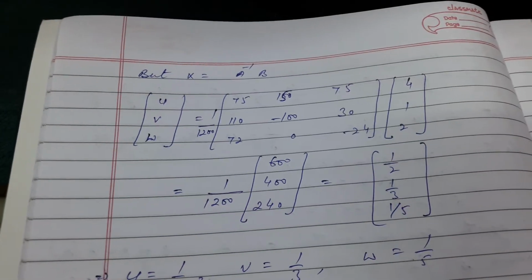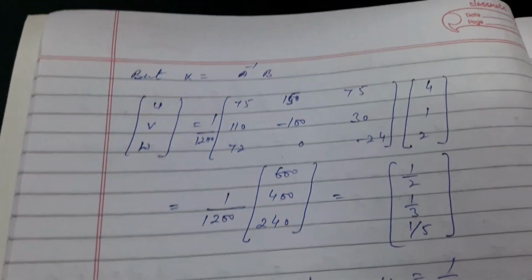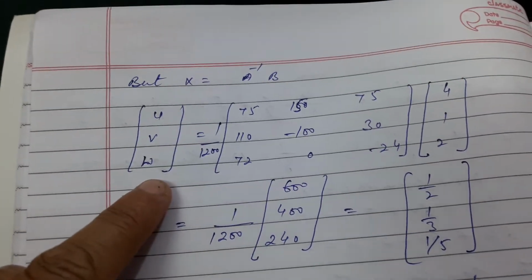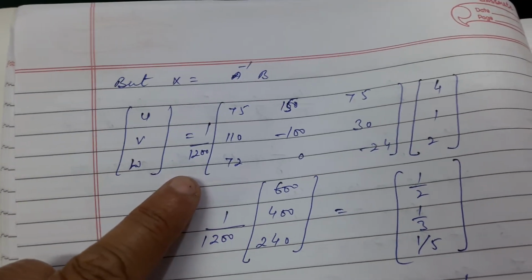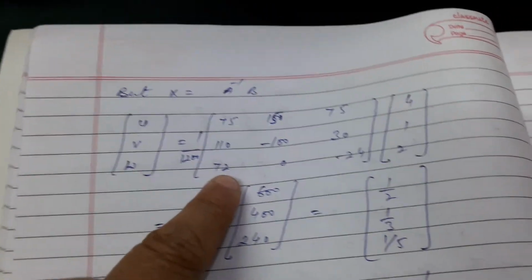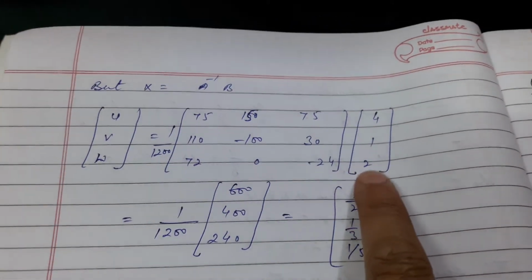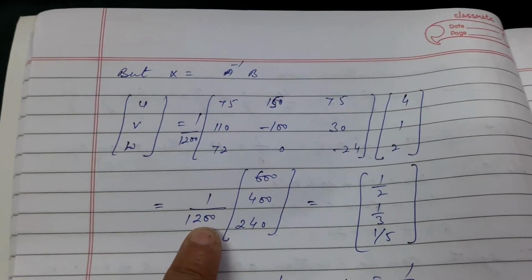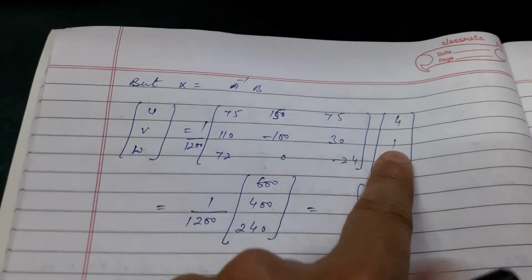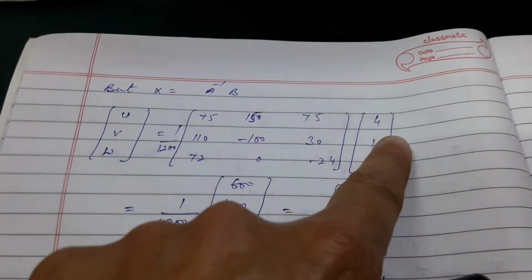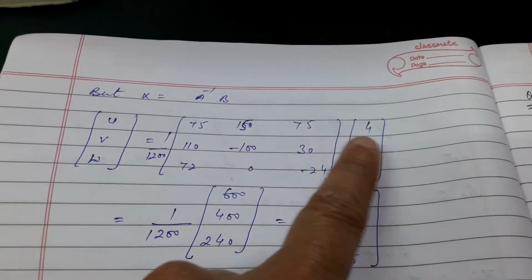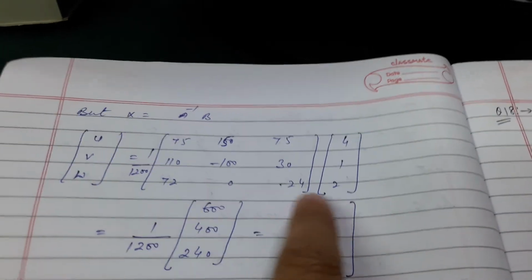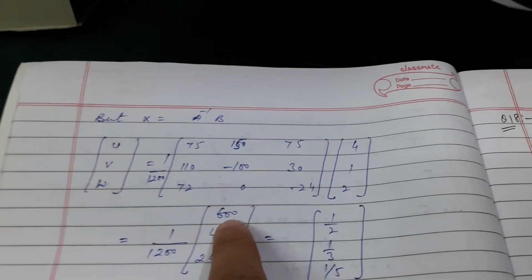But actually we have to find X, that is A inverse B. X is your column matrix u, v, w, and A inverse is 1/1200 into the adjoint matrix, and this is your B, the column matrix. Done. That is equal to 1/1200 as it is. After multiplying this, I think you know how to multiply. This is first row and first column, that means 75 into 4 plus 150 into 1 plus 75 into 2, like this. If we add these terms, that becomes 600.